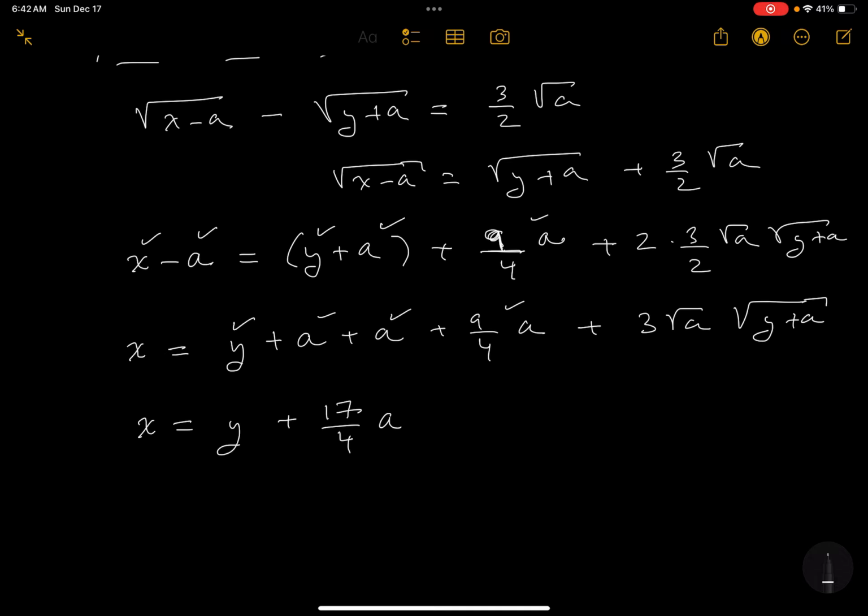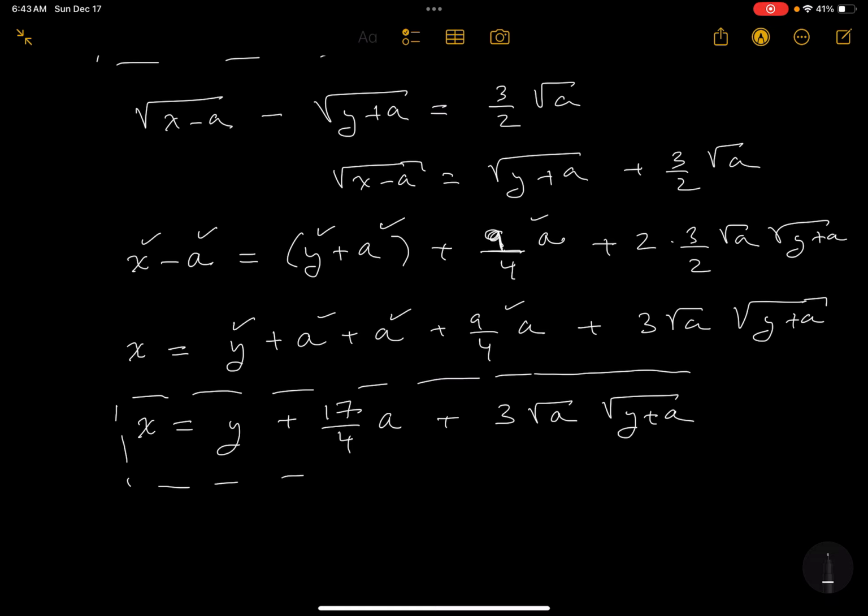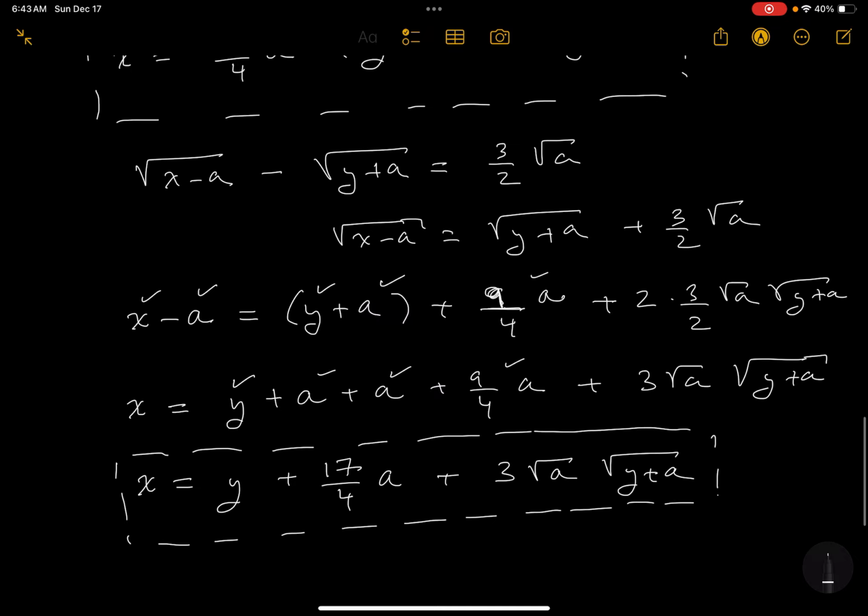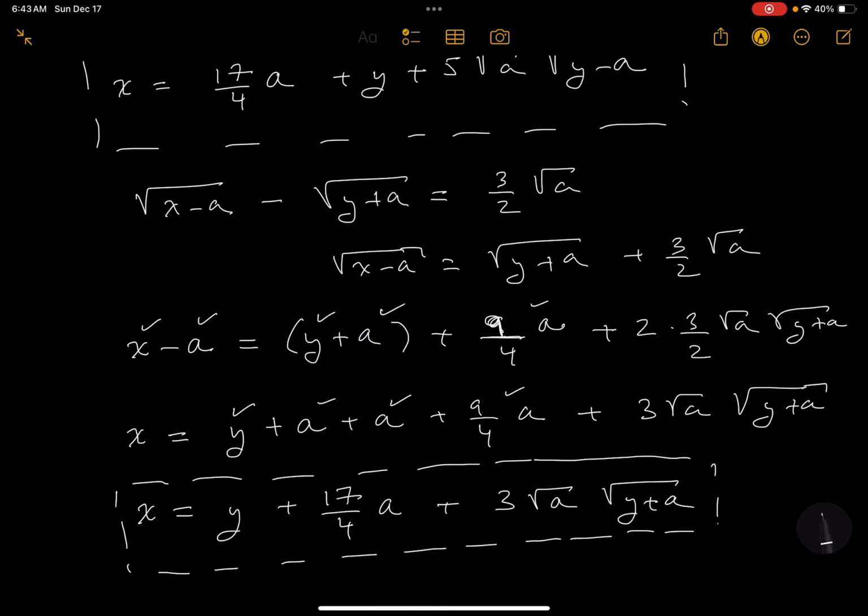A, and this is going to be plus 3. Let's see, root a, and then root of y plus a. Again, I'm going to say this is somewhat important too. All right, let's take a look now. Let me get rid of this thing over here.